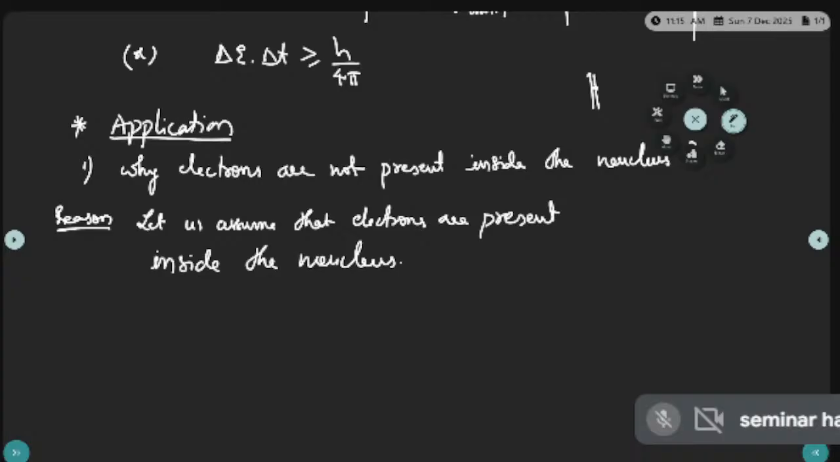Why are electrons not in the nucleus? Why are they orbiting? For that, I am giving the reason. First, what am I assuming? I'm assuming that electrons are there inside the nucleus. Let us assume that electrons are present inside the nucleus. We know the size of the nucleus is what? What is the size of the nucleus? It is 10⁻¹⁵ meters.